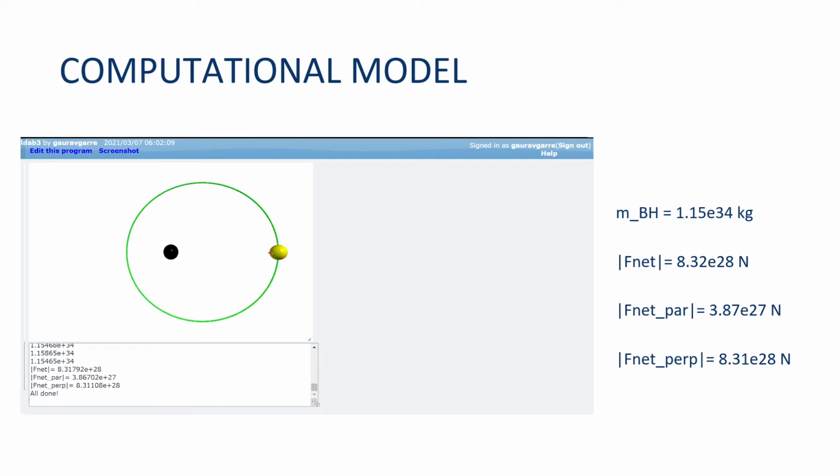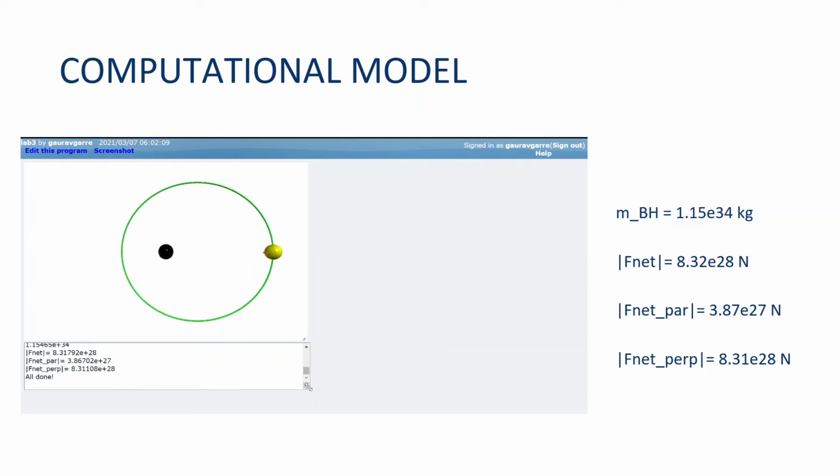Then we can find that the mass of our black hole is 1.15 times 10 to the 34 kilograms. Our net force is 8.32 times 10 to the 28 newtons. Our F net parallel is 3.87 times 10 to the 27 newtons. And our F net perpendicular is 8.13 times 10 to the 28 newtons.